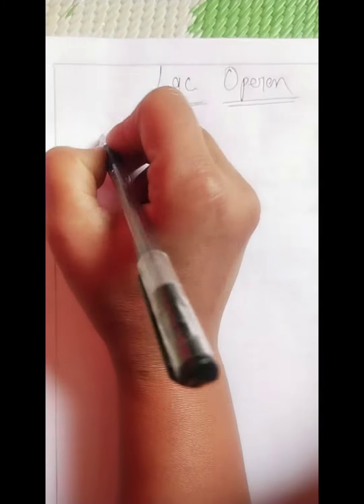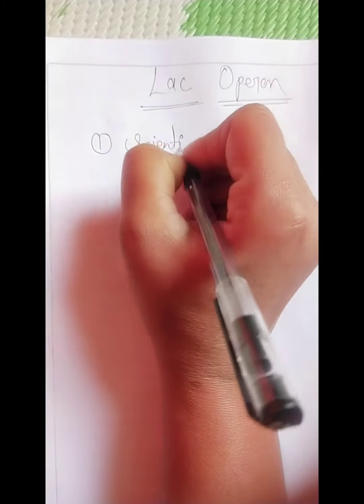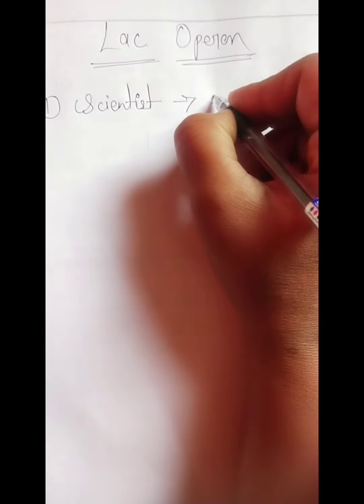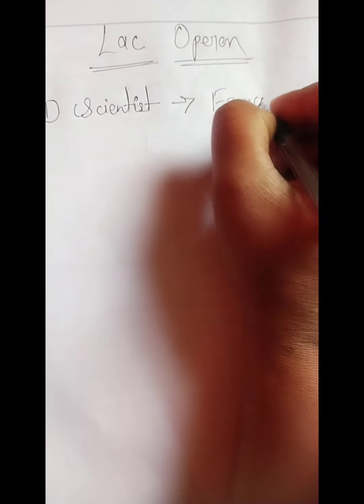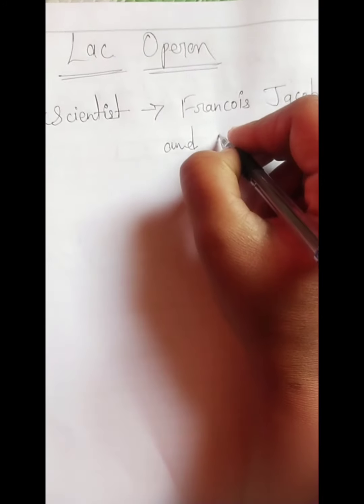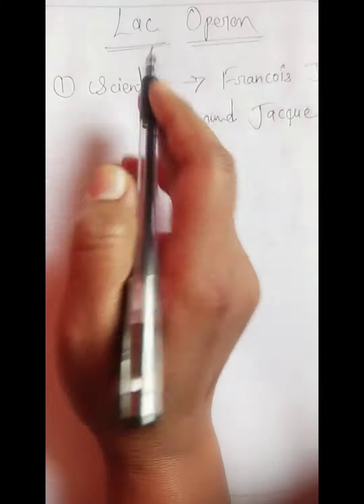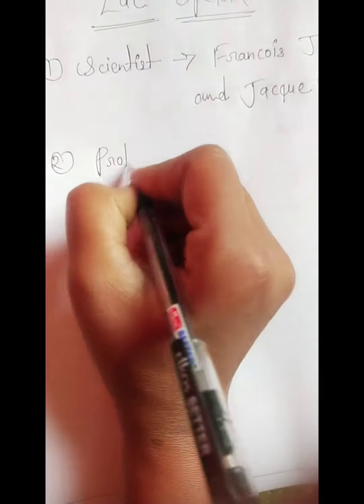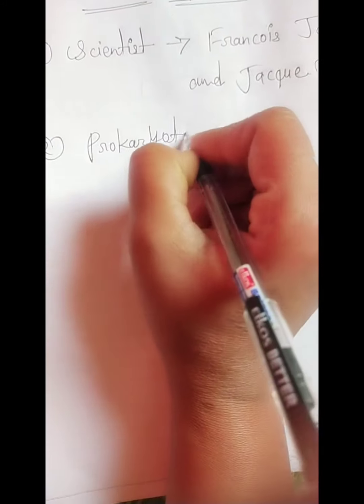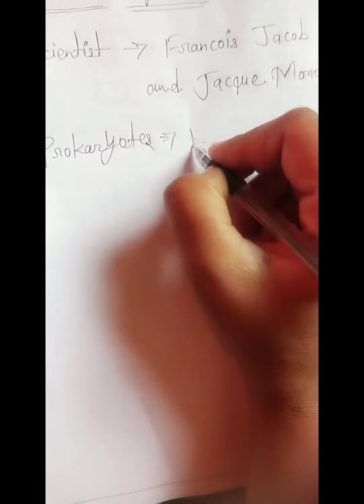Lac operon. So guys, first of all, we should know who were the scientists who discovered the lac operon. François Jacob and Jacques Monod are the two scientists who discovered the lac operon. So guys, we are going to learn about the lac operon in prokaryotes, such as bacteria.